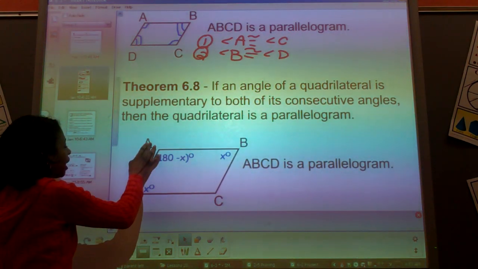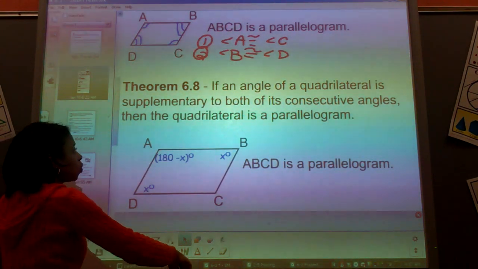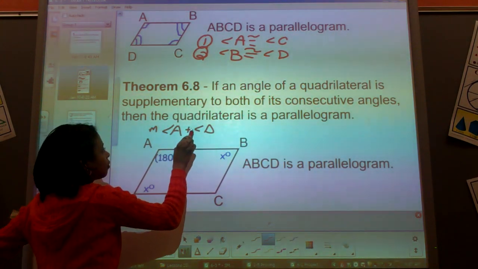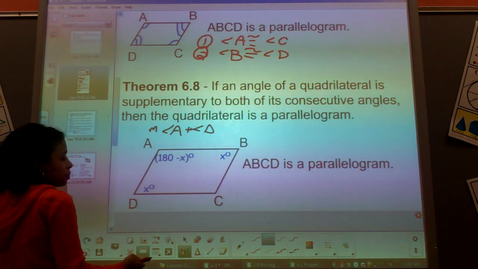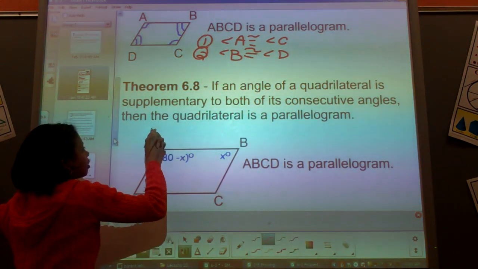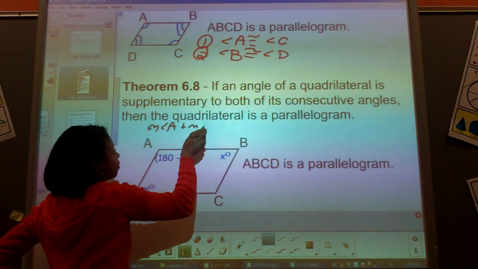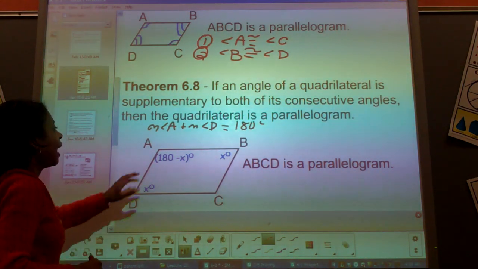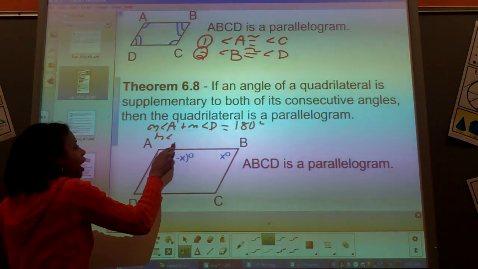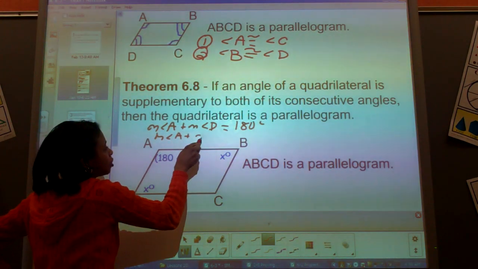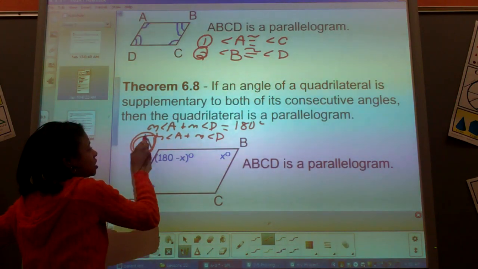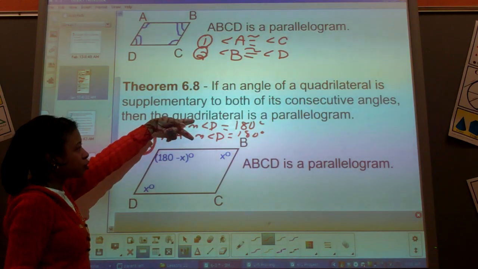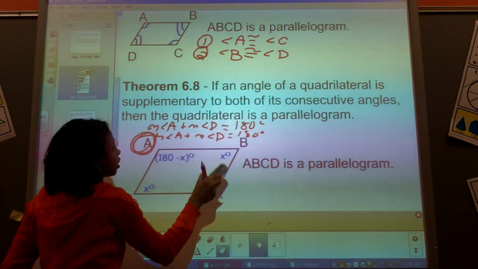If I know that the measure of angle A plus the measure of angle D is equal to 180 degrees, or supplementary, and I also know that the measure of angle A plus the measure of angle B, if I call this one consistent, is still equal to 180 degrees, because these are both true, this should be the measure of angle B.